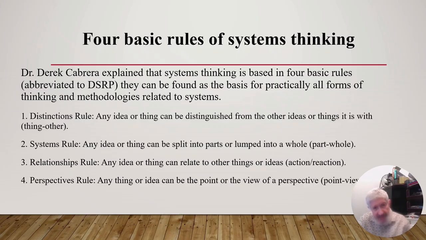And then there's the relationships rule. Any idea or thing can relate to other things or ideas. This is very, very important in systems. And then there's the perspectives rule. Anything or idea can be the point or the view of a perspective. So there's a lot more wiggle room within systems, if you want to call it that.